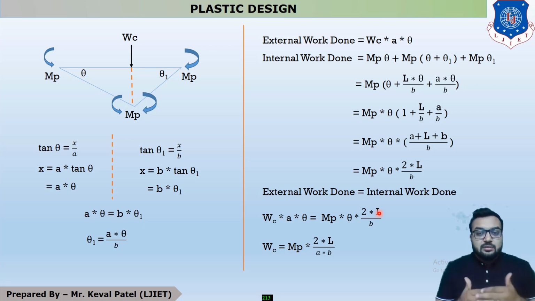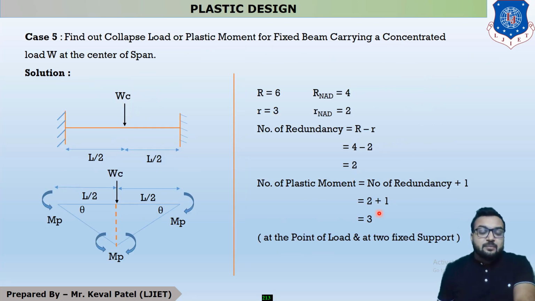Now similar work is to be done in case number 5. In case number 5, the question is to find out the collapse load or plastic moment for a fixed beam carrying a concentrated load at the center of span. The difference between case number 4 and case number 5 is that in case number 4 the point load is acting at some small distance a from the left support, and in this case the load is acting exactly at the center. So your step number 1 and step number 2 remain the same. Your number of redundancy is equal to 2 and number of plastic moments is equal to 3. It means in the whole system there are 3 points which take moment.